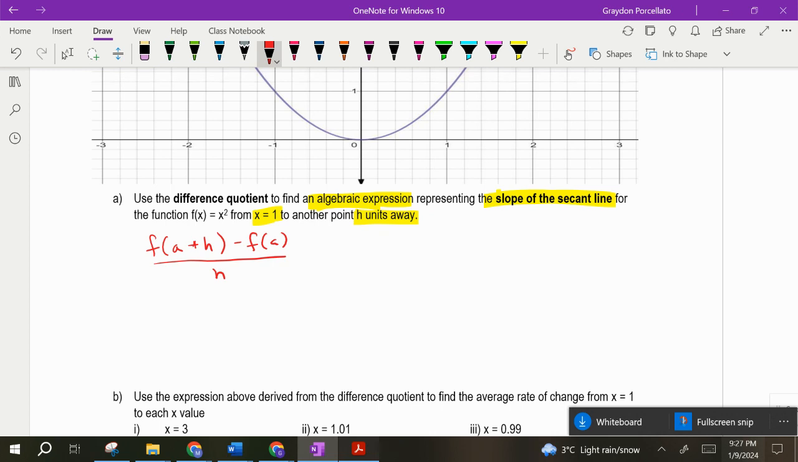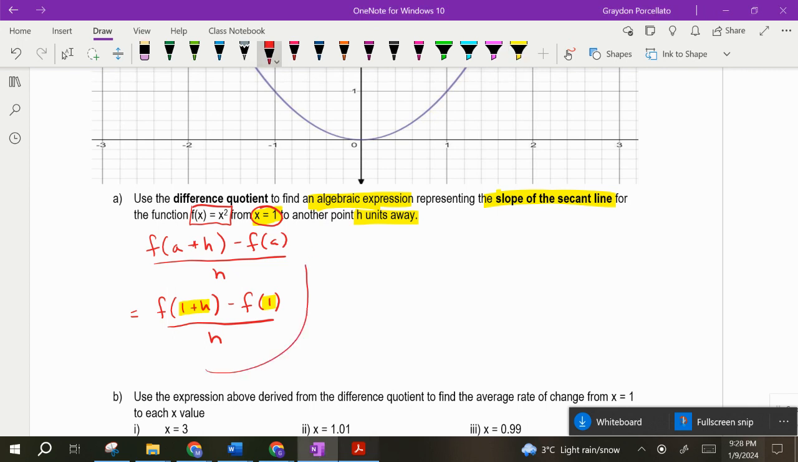Now it's telling me that it wants me to focus on x equal to 1. So I'm going to sub in x equal to 1 for a. So I'm going to say f at 1 plus h minus f at 1 all over h. Now this question actually gives me a function. It's telling me that we're using the x squared function. So I'm going to sub these values, 1 plus h and 1, into my function.